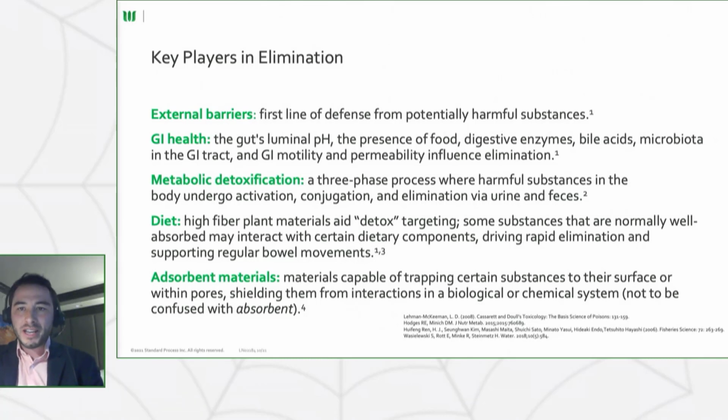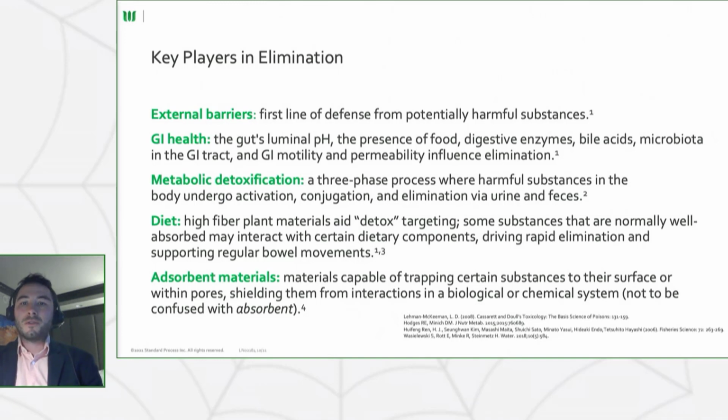So the gut's luminal pH is important. The presence or absence of food actually affects things. And then the different digestive enzymes, the production of bile acids. Bile is a very important compound that our body makes for elimination, specifically coming from the GI tract, as well as motility, so the passage of time of stool in the body, and then the permeability of those different barriers, specifically the GI permeability. Then efficient metabolic detoxification, making sure that all the right nutrients are there to facilitate that, but also just dietary components have some specific things.